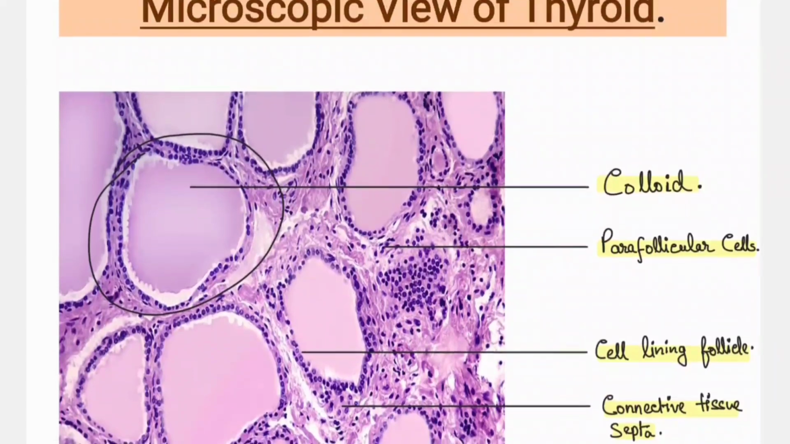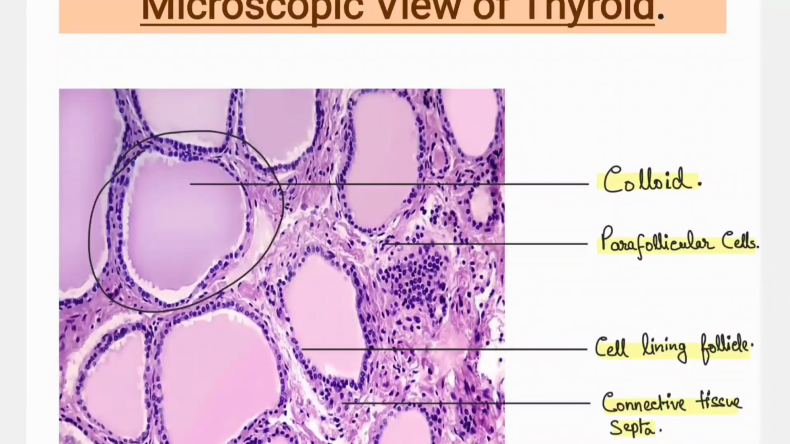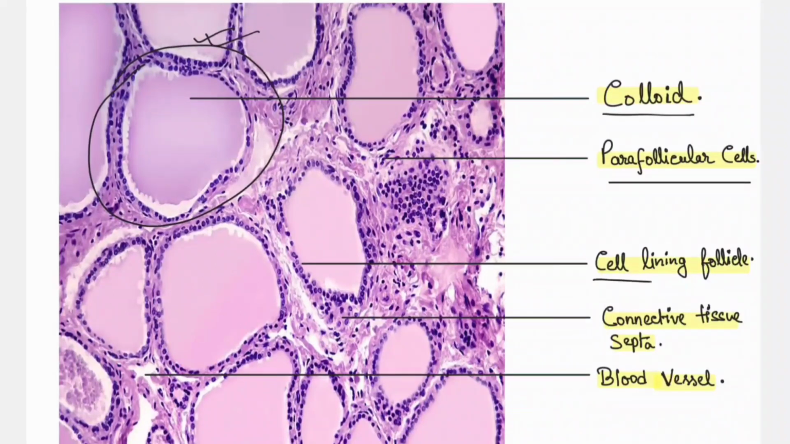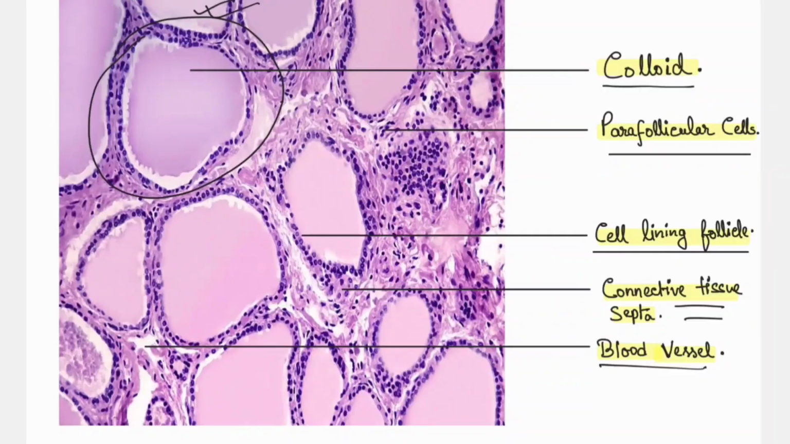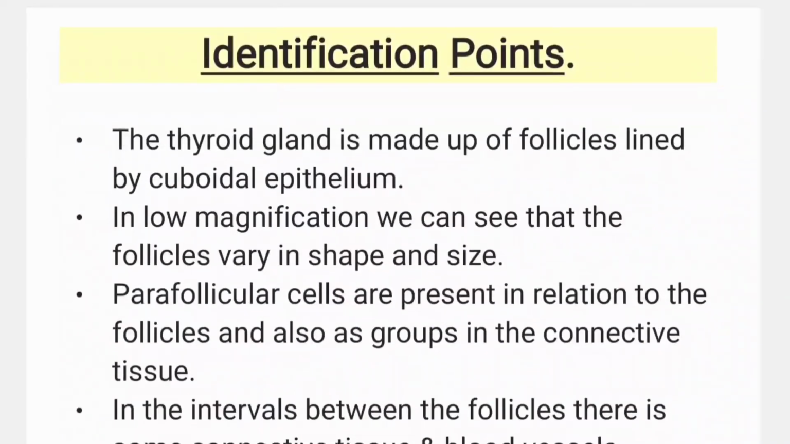So again we are going to revise. This is a typical thyroid follicle, and inside the follicle we can see the colloid that is filled. After that, these are the parafollicular cells or the C cells. These are the cells lining the follicle, or the follicular cells. After that we can see the connective tissue septa, and then we can see a few blood vessels. Now we are going towards the identification points.